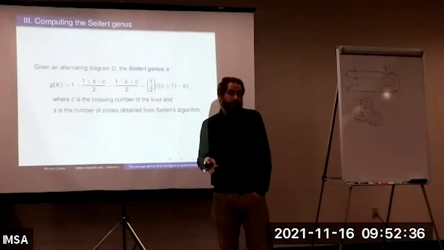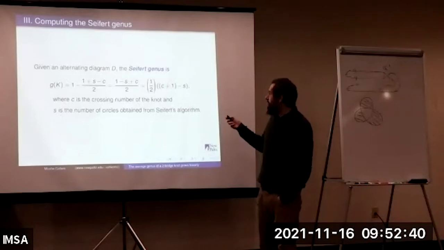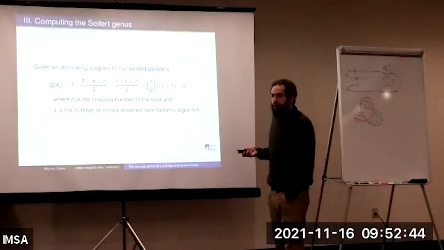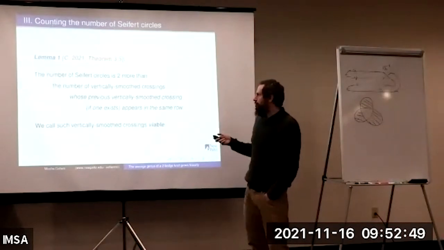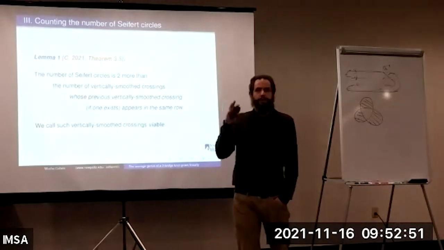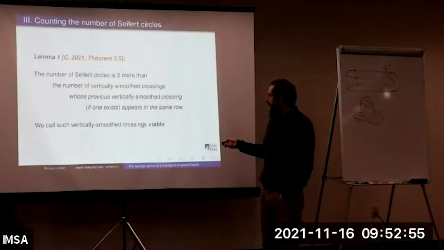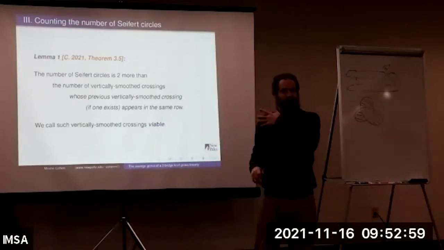So let's get to this work on counting the Seifert genus by counting the number of Seifert circles. And this is going to take us to level one that I introduced to you before. So level one says the number of Seifert circles is 2 plus VV, the number of vertically smooth crossings that are viable. And here's what I mean by viable. I know it's a little weird. That's why I just called it viable.